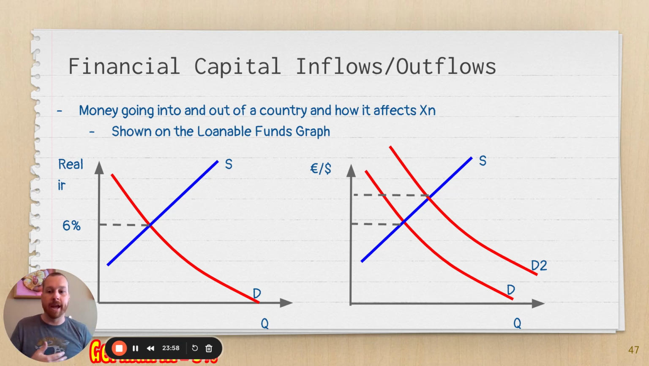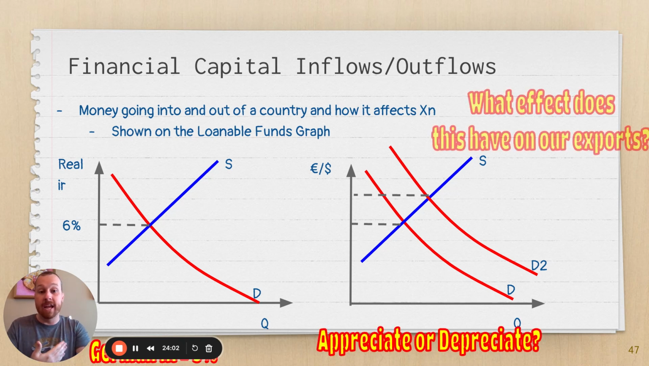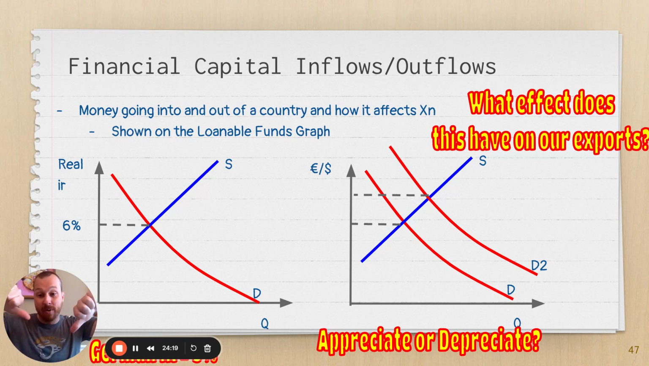Okay, and then it'll ask what happens to the value of our exports and imports. Well, if our dollar appreciates, now it's more expensive for them to buy our dollars, which means it's more expensive for them to buy our stuff. So what would happen to our exports in this scenario? It would cause our exports to go down because our stuff just got more expensive.